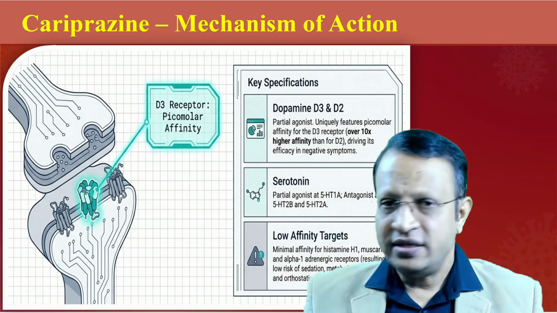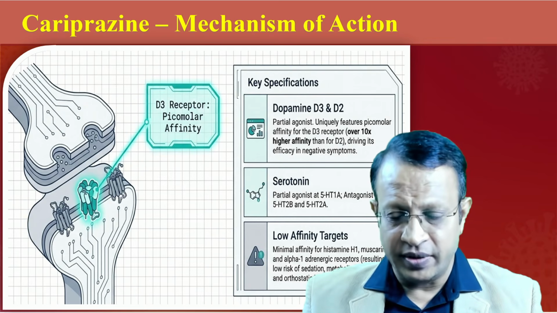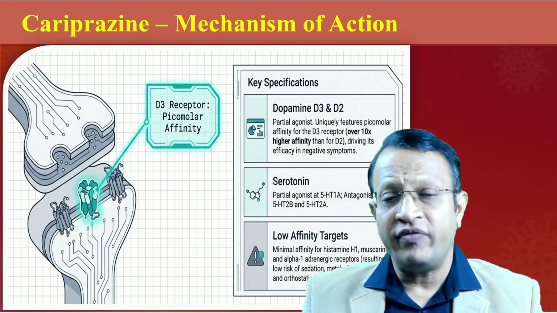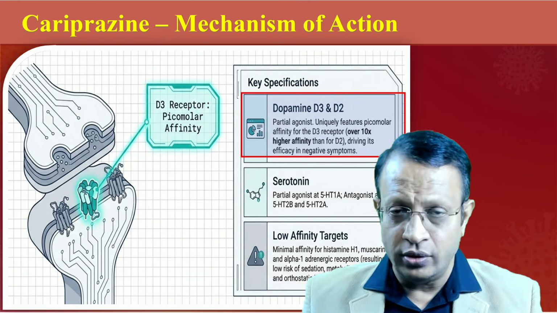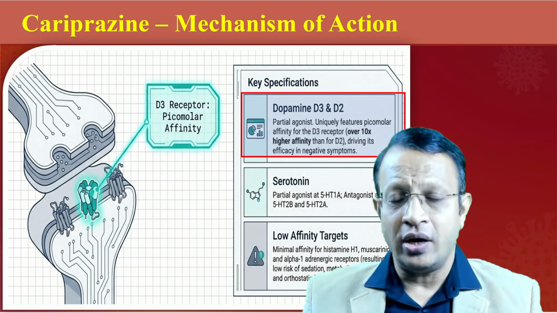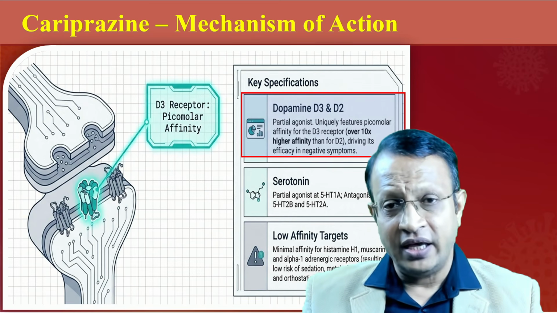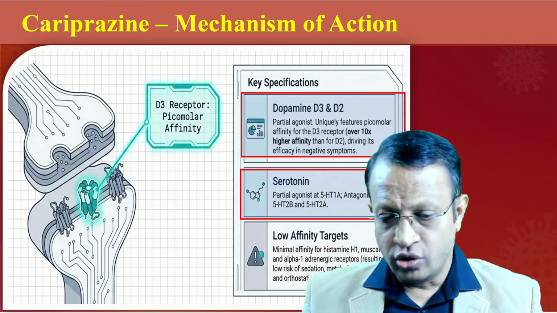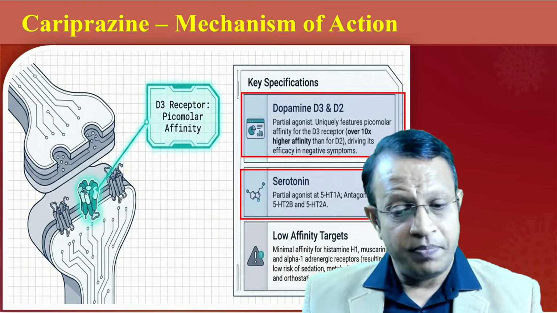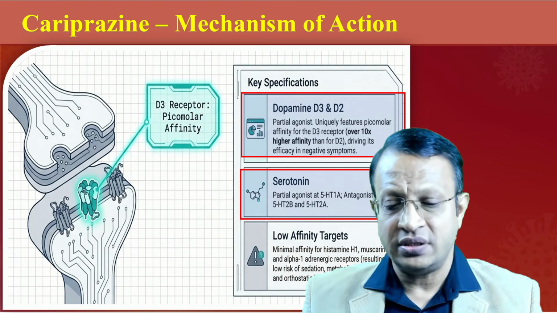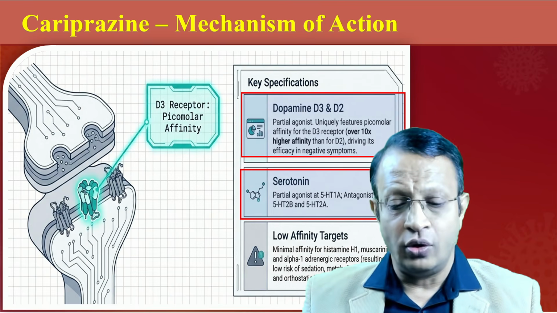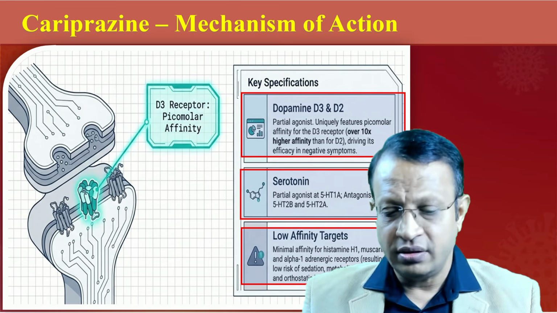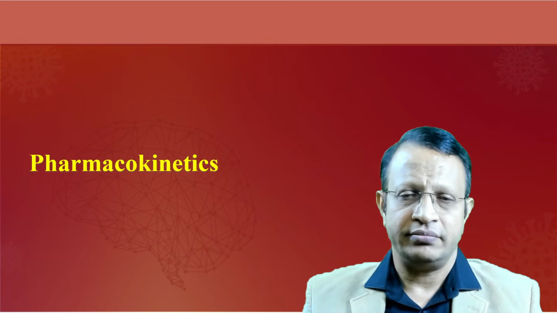Here you can clearly see it has a high affinity for the D3 receptor, that is picomolar affinity. This higher affinity towards D3 compared to D2 plays an important antipsychotic role. And further, this higher affinity towards D3 also competes with endogenous dopamine. It also acts on serotonin, that is partial agonism at 5-HT1A and antagonism at 2B and 2A receptors. Further, low affinity for H1 and alpha-1 adrenergic receptors results in low risk for sedation, metabolic syndrome, and orthostatic hypotension.